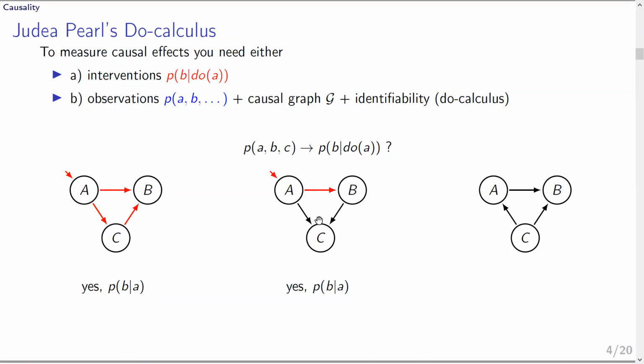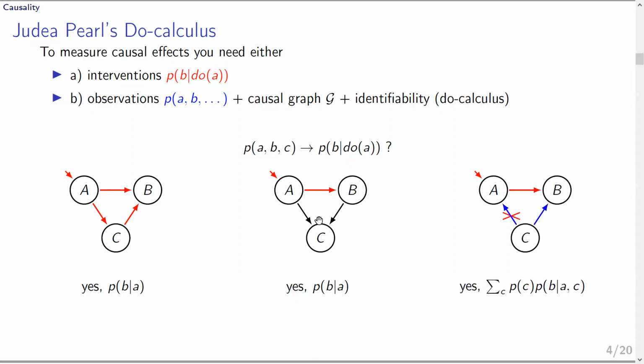Second scenario, the graph is slightly different. A is a cause of C and B is also a cause of C. So in this case, if you measure P of B given A, something actually happens. This path here going through C is closed. Because in graphical models, when you have a V structure, two arrows pointing to each other, if you don't condition on variable C, this path is closed. There is no information flowing from A to B through this variable. So the only thing you measure is this arrow here, which is the causal one. It's in the right causal direction. So you can just measure P of B.